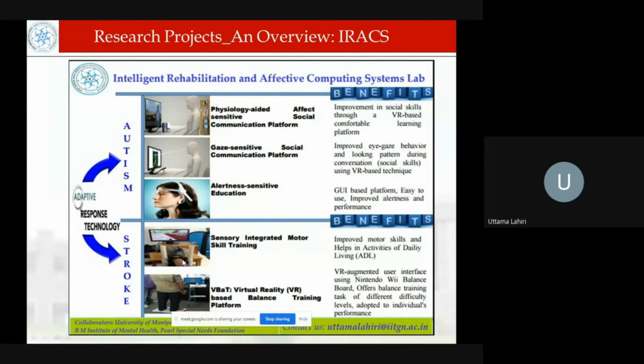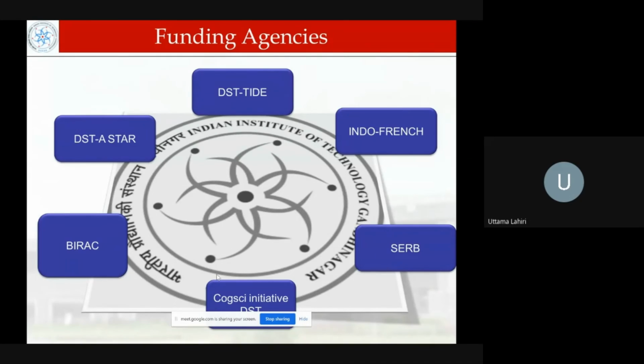Apart from the autism work, which I already presented today, we also work with patients with stroke, particularly balance and gait and upper limb rehabilitation. These are again different lines of studies in which my lab, the IRAX lab, is involved. I acknowledge the funding support from different funding agencies like DST Tide, Indo French funding agencies, SERB, Cognitive Science Research Initiative, BIRAC, DST A-STAR, for funding my research that has been possible.